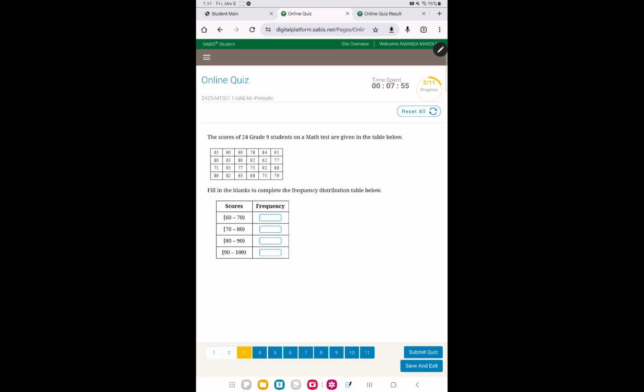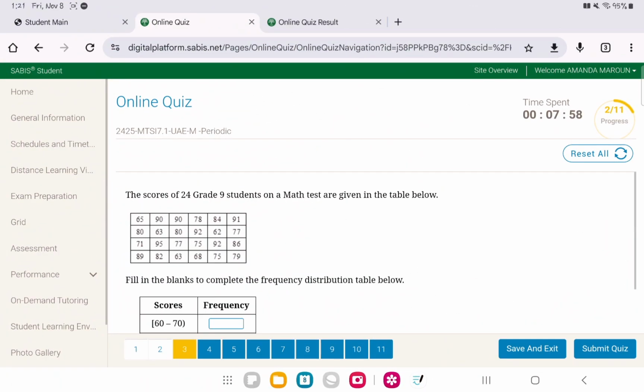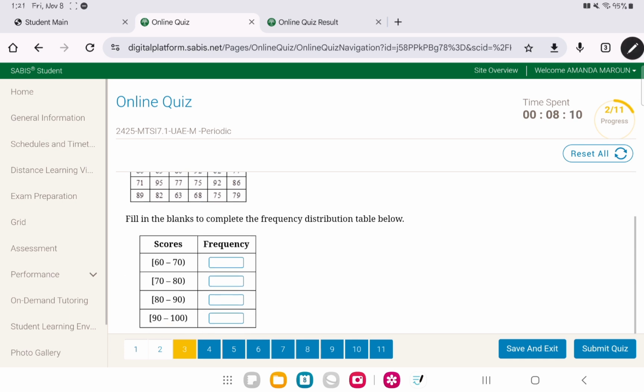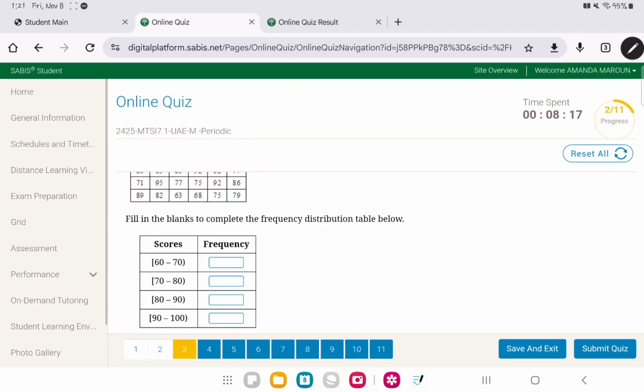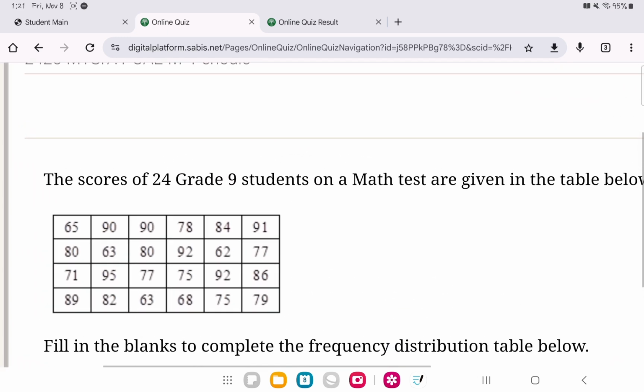I think I'll turn my tablet back the original way. Okay, the scores of 24 grade 9 students on a math test are given in the table below. Fill in the blanks to complete the frequency distribution table below. Very simply, we need to find the frequency from 60 to 70, 70 to 80, 80 to 90, and 90 to 100. So let me zoom in here.